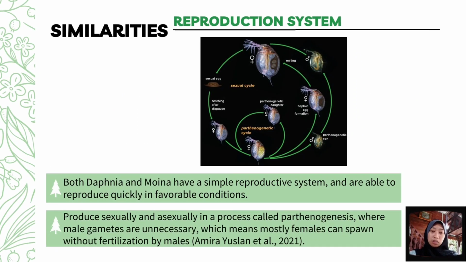Daphnia and Moina also have similarities in their reproductive system, where both have a simple reproductive system and are able to reproduce quickly in favorable conditions. Both Daphnia and Moina also reproduce sexually and asexually, in a process called parthenogenesis, where male gametes are unnecessary, which means mostly all females can spawn without fertilization by males.